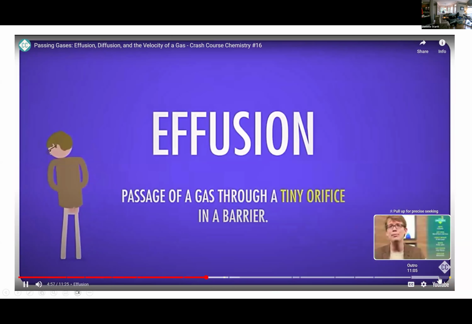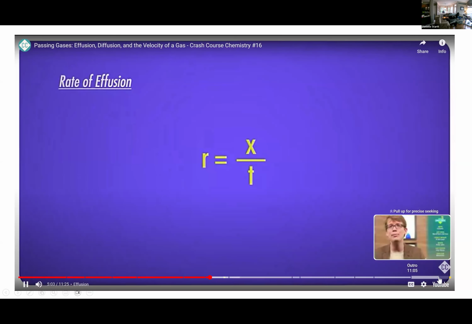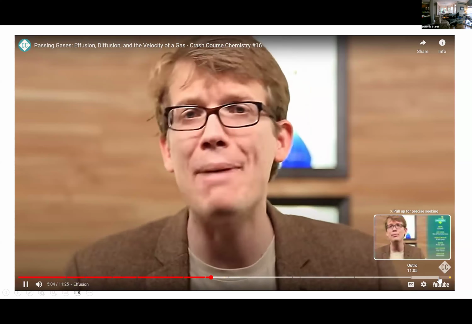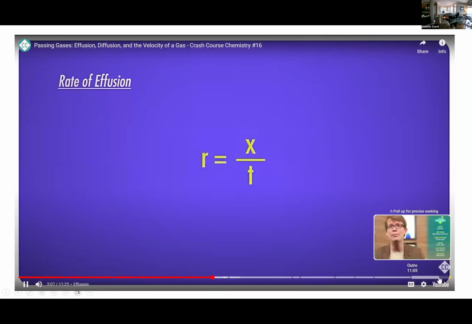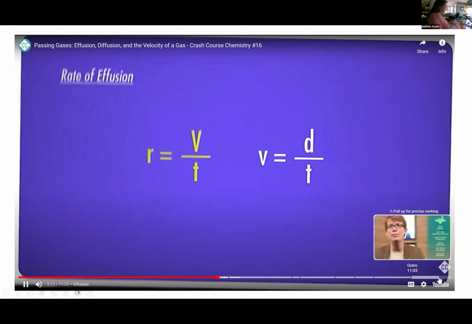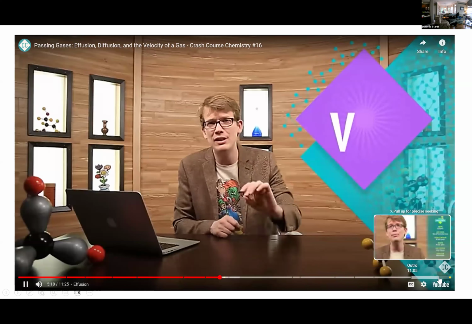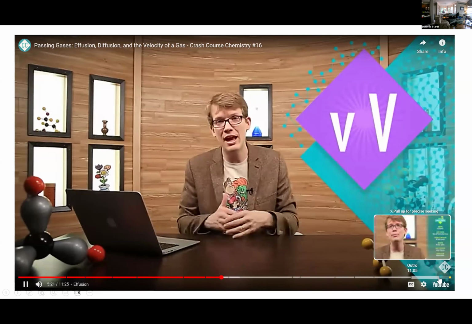Graham was interested in how fast the gases pass through the barrier. This is called the rate of diffusion, not the velocity. It's because here we're measuring the amount of gas that passes through in a given period of time, not the distance that it moves in that time. We might measure amount in terms of moles or in terms of volume, but the rate of diffusion never uses distance. One more thing before we move on, don't let the symbols confuse you. Notice that lowercase v stands for velocity and capital V stands for volume.